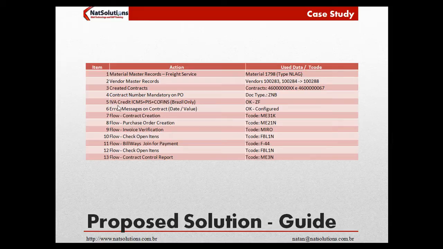We have done it. Okay, but I was here. Contracts created 6.8 and 6.7. Contract number mandatory on PO. I will show you how it works using doc type NB. Tax code ZF created. I used it right now in the contract creation, right? Error message on contract for date and value. I will show you how it works. Okay, it's configured. Contract creation we've done so far.